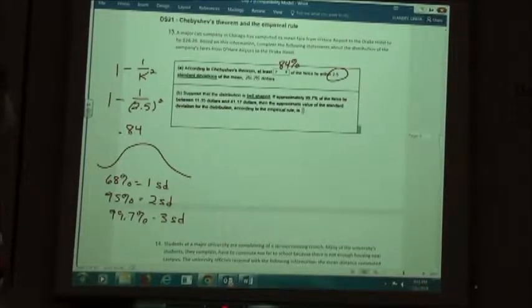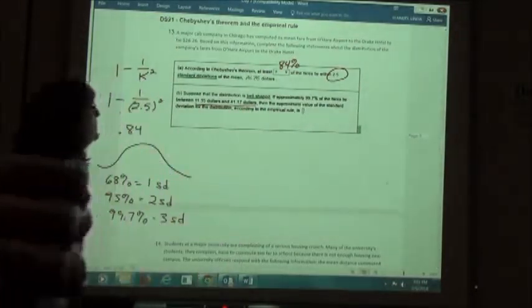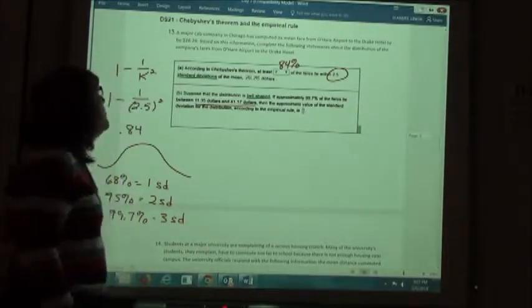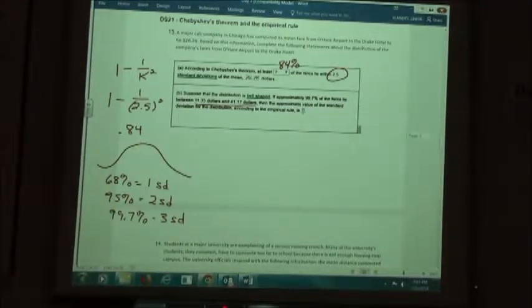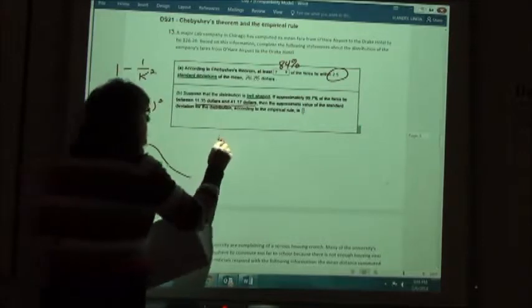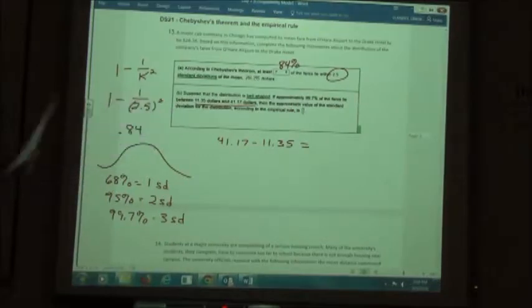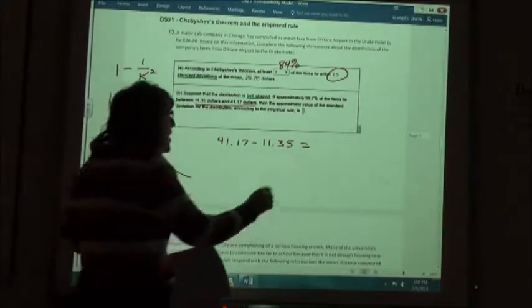So it says, suppose that the distribution is bell-shaped. If approximately 99.7% of the fares lie between $11.35 and $41.17, then the approximate value of the standard deviation for this distribution, according to the empirical rule, is what? What we're going to do first of all is figure out the spread between those two numbers. So we're going to subtract 41.17 minus 11.35 is how far? 29.82.